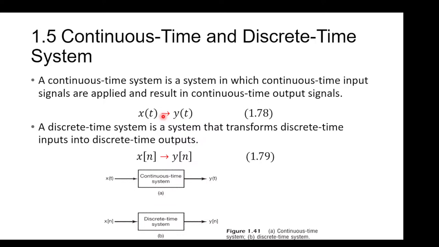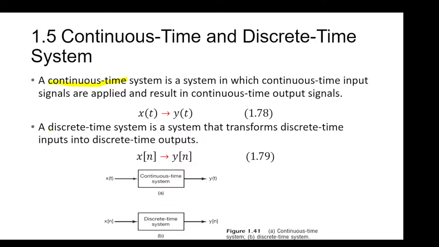We think of our system as taking x of t and giving us y of t. We'll describe the system by having some relationship between x of t and y of t. Broadly, we have two kinds of system: continuous time systems and discrete time systems.